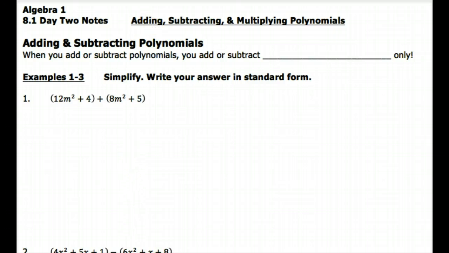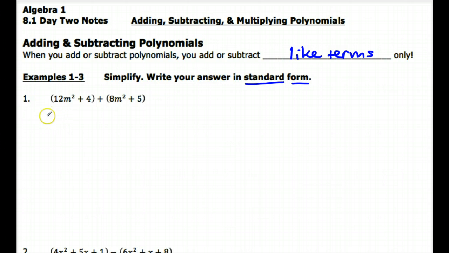Adding and subtracting polynomials is actually something you've probably done before without realizing it, because whenever you add and subtract polynomials, all you're really doing is adding and subtracting like terms. So really all this is reviewing how to combine like terms. Anytime you are simplifying a polynomial, whether it's adding, subtracting, or even multiplying, which we'll do on the back, one thing you always want to remember is to put your final answer in standard form, which again from the last video means that your exponents are decreasing from greatest to least.